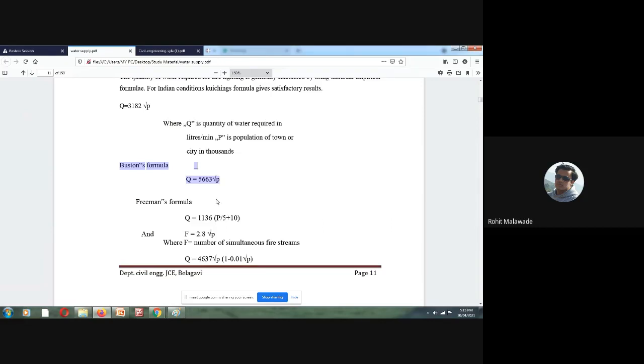In order to calculate the quantity of water required in case of fire accidents, Q is equal to 5663 square root P. Again, Q is the quantity of water required in liters per minute against fire accidents, and P is the population of a city in thousands. One thing you need to remember is population in thousands.